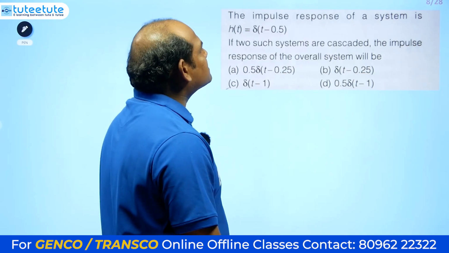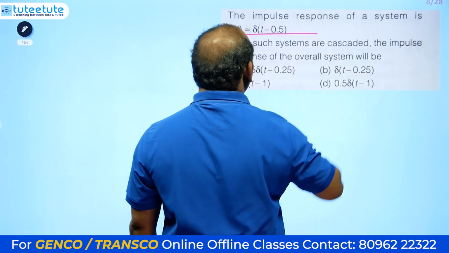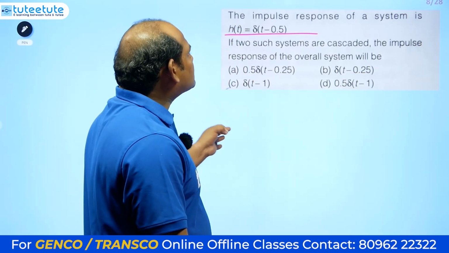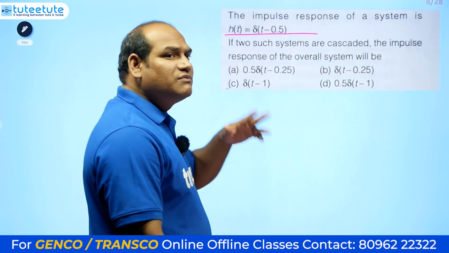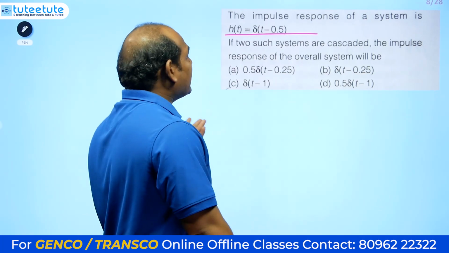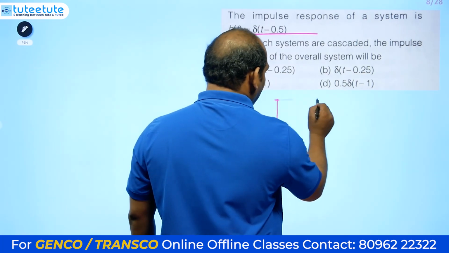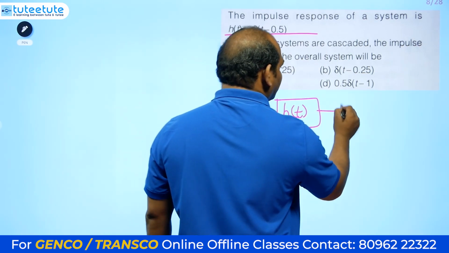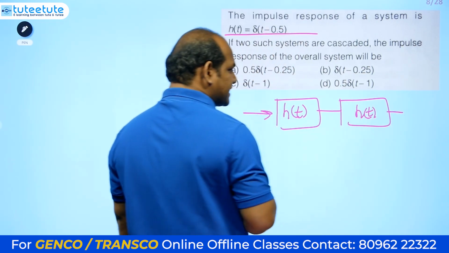The impulse response of the system is h of t equal to del of t minus 0.5. That is the impulse response. If two such systems are cascaded, so along with this one we have to take one more system, and those two are cascaded, what is the impulse response of the overall system? So we have h of t here and one more h of t system like this. These two are cascaded.